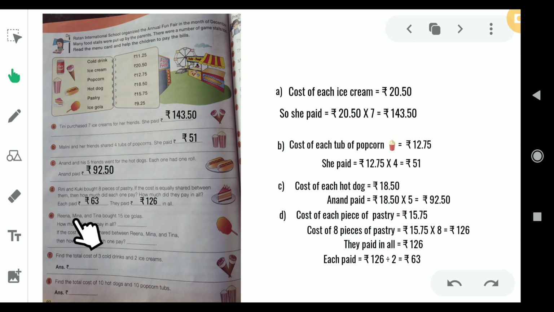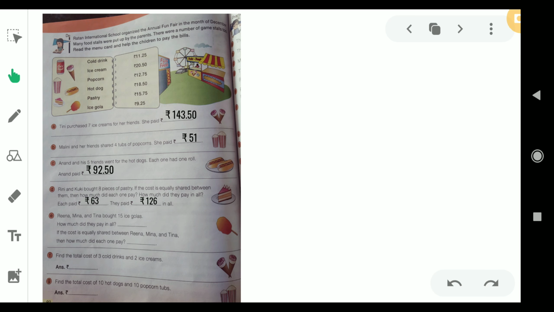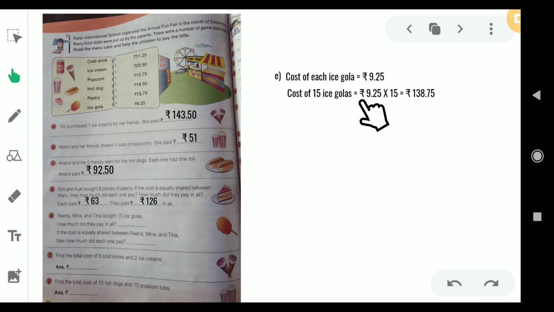Next one, Reena, Meena and Tina bought 15 ice golas. Just look at the cost of each ice gola, it is 9 rupees 25 paise, and they bought 15 ice golas. So how much did they pay in all? Simple, the cost of 15 ice golas can be found by multiplying 9 rupees 25 paise by 15, because they bought 15 ice golas. Just multiply and you will get 138 rupees 75 paise.